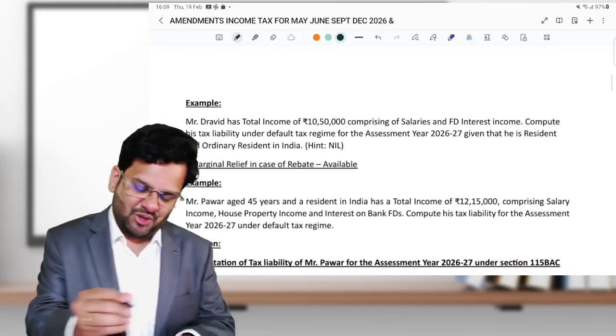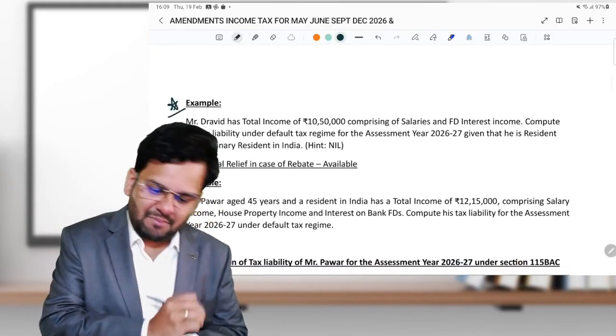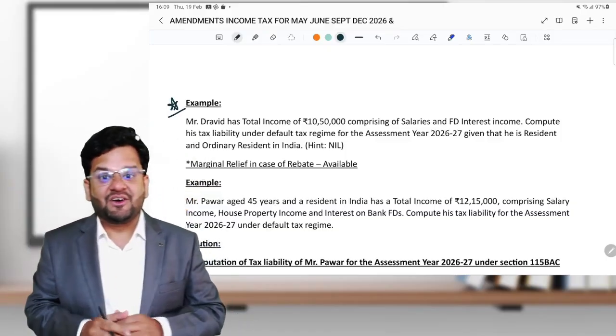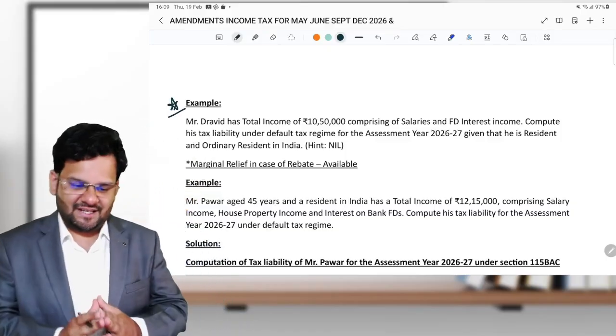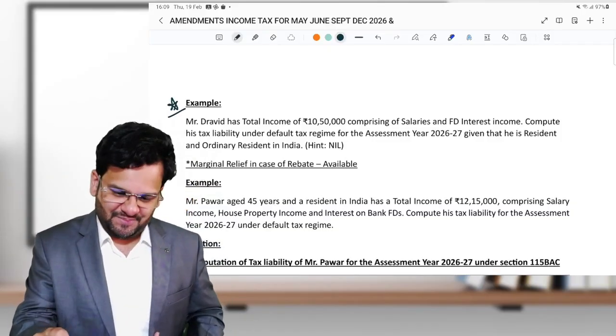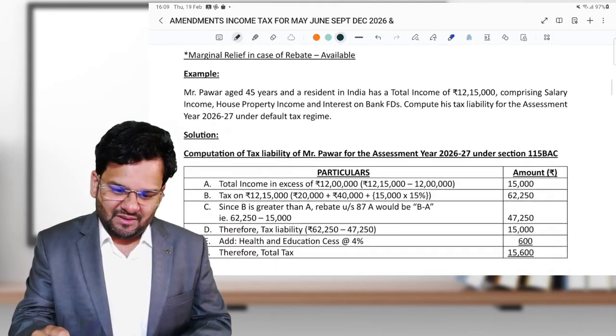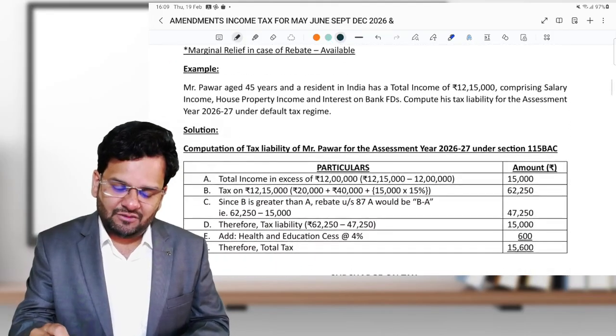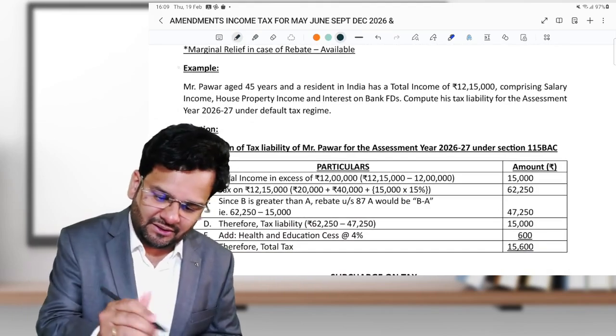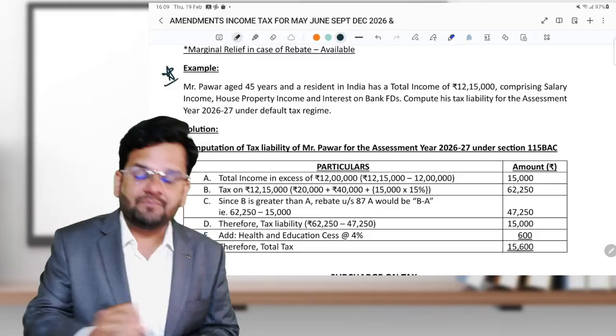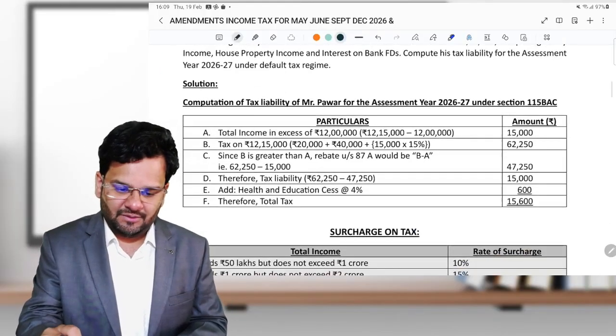Again, keeping the example pending for the next session where we are going to do it in detail. Then, of course, marginal relief is available in case of rebate. So even that example we are keeping for the next session.